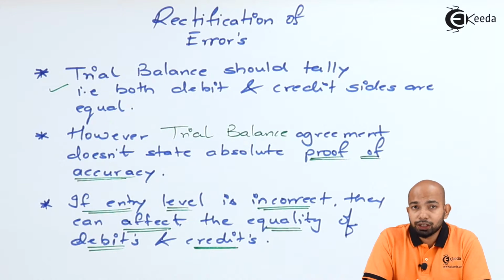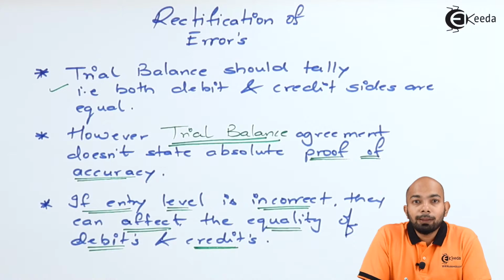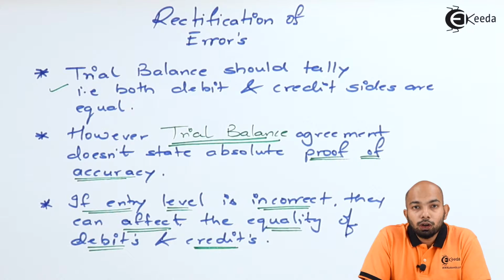However, as we have mentioned here, the trial balance agreement doesn't constitute any absolute agreement or absolute accuracy of the statements being absolutely true. When we talk about accuracy, which is the most important reason why any statement is prepared, this trial balance won't give complete accuracy.